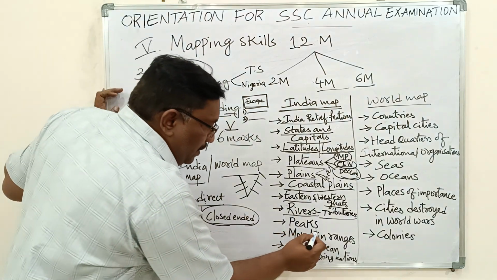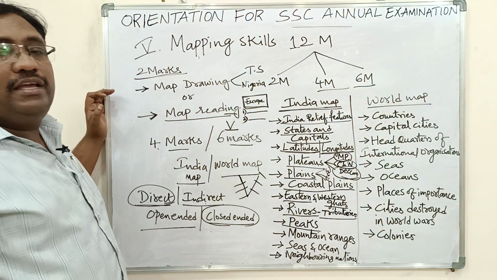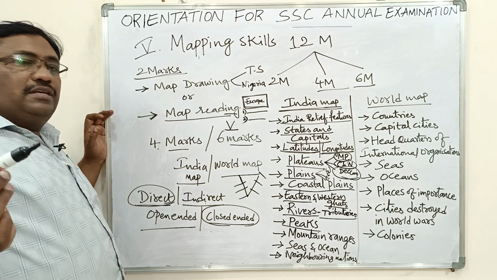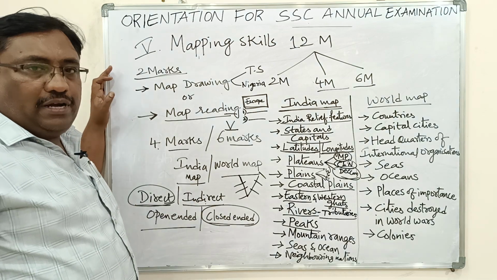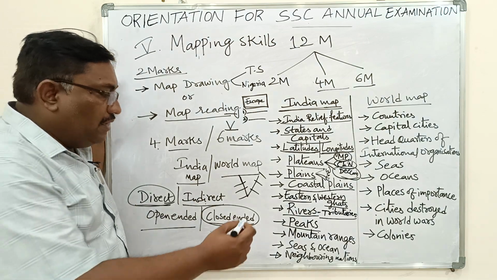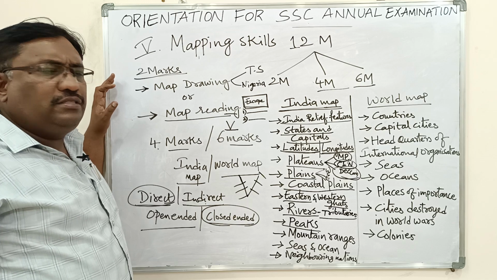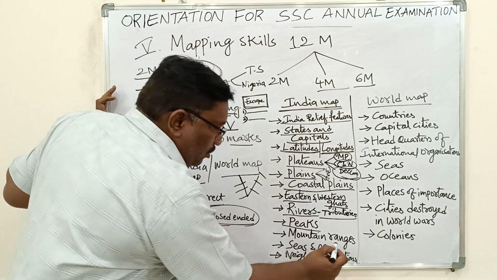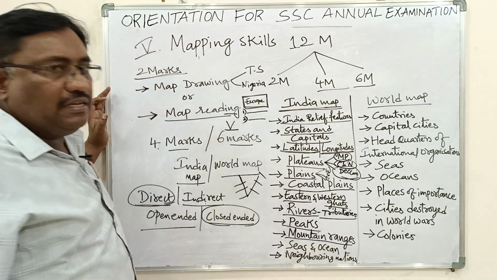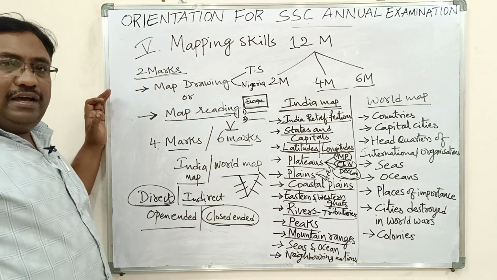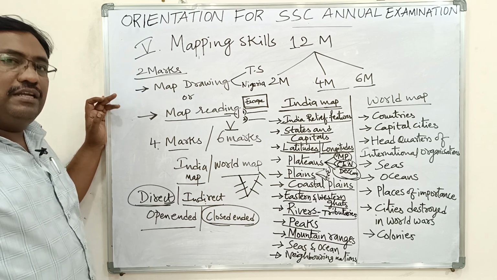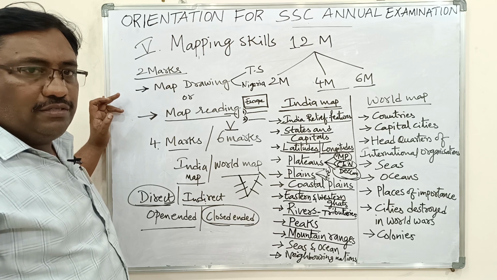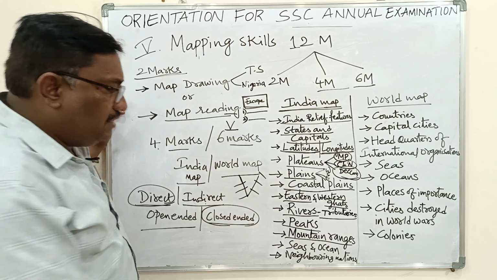Next, coming to the important peaks. What are the highest peaks in India? For example, Kanchenjunga, and the peaks in South India, like Doda Betta or Anaimudi. All these we have to practice in our map pointing skills. Next, coming to the mountain ranges: Nilgiri Hills, Himalayas, Seshachalam Hills, Eastern Ghats, Western Ghats, Kaimur Range, Vindhya Mountains, Aravali ranges. All these things we have to practice.